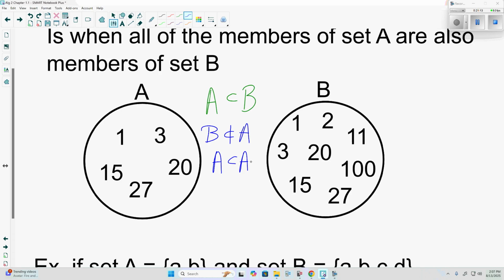My next question is this here. Can we say that set A is a subset of set A? Because what is the definition of subset? Everything in one set has to be a part of the other set. Is everything in set A contained in set A? Yeah, so A is a subset of A. Can we say B is a subset of B? Yeah. We can say a set is a subset of itself. That's perfectly fine.